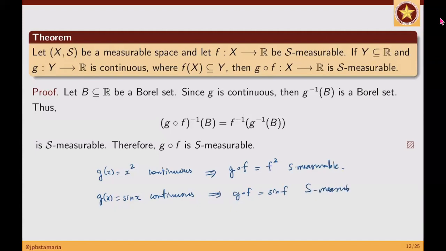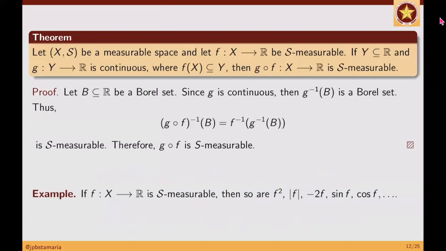Ang ginagawa kasi natin, pinaparami natin yung mga examples natin ng mga measurable functions. Pwedeng ang kunin mo for example, yung absolute value ni x. Continuous din yan. When you do g circle f, it's going to be the absolute value of f. Measurable din daw yan, basta si f ay measurable. Halimbawa, you have a measurable function f with domain X. Marami kang magagawang measurable function out of f.